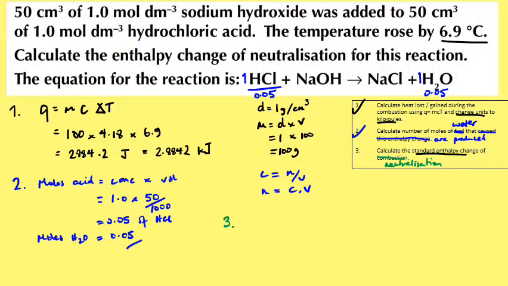And you'll remember from the definition of the standard enthalpy change of neutralization that it is the energy given out when 1 mole of water is made. Now we've worked out the energy, 2.884 kilojoules, given out when 0.05 moles of water is produced. So what we need to do is convert that, or basically factor it up, to find out how much energy would be produced if we made a mole of water instead of 0.05 moles of water.